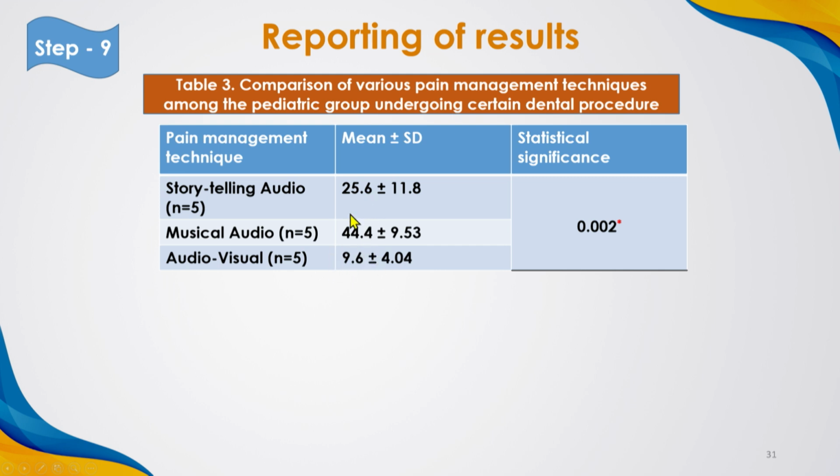So, from this itself we can get an idea that musical audio is not reducing their anxiety level during the procedure, whereas the audio visual technique is having a better effect on their anxiety score, because it is giving a much lesser score. Now, we look at the standard deviation, how far these scores are varying. After presenting the summary measures, we report the significance level, that is our p-value, which is produced from the statistical package. So, we are getting a p-value of 0.002.